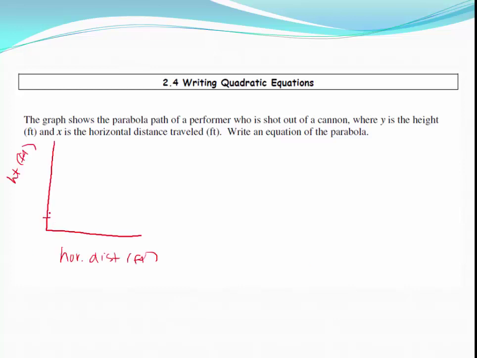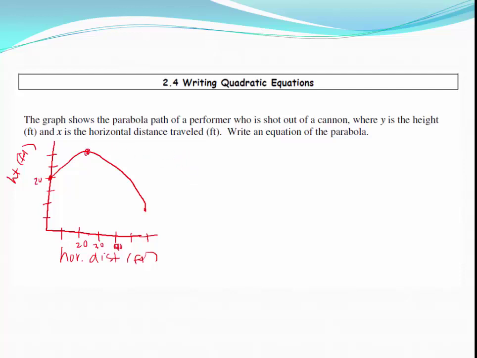So we have 5, 10, 15, 20. And then we have another point at 25, 30. And then 60, 10. So if we take a look at this, we know how to write equations in standard form, in vertex form, and intercept form. So if I take a look at this, what is this giving me?